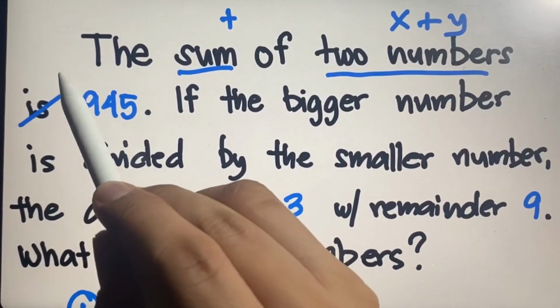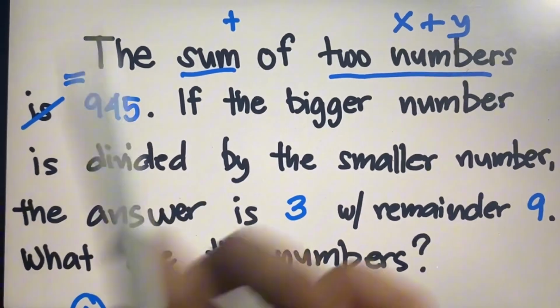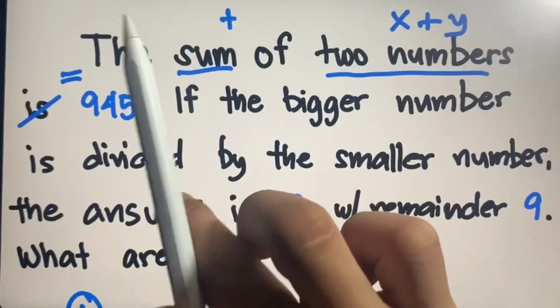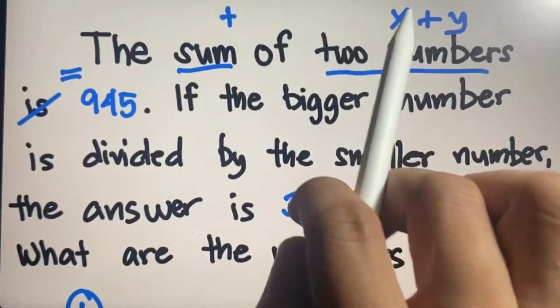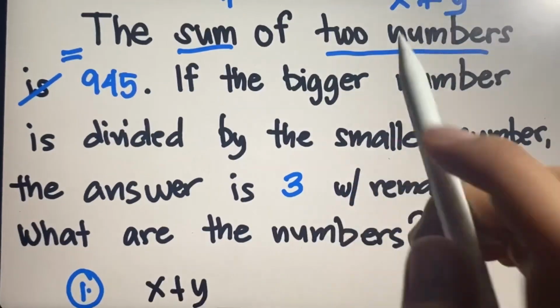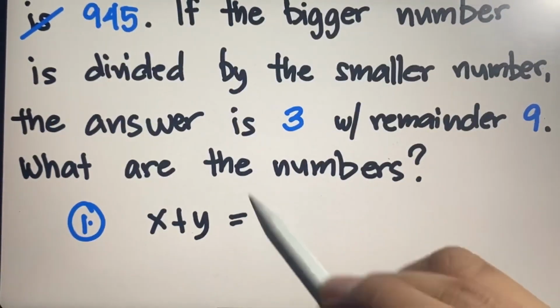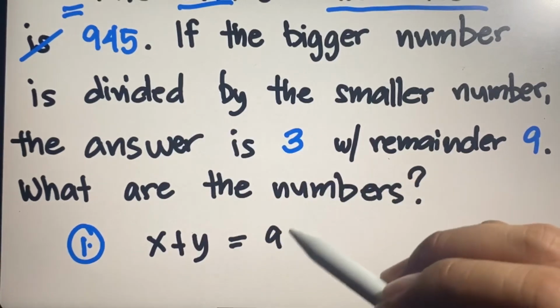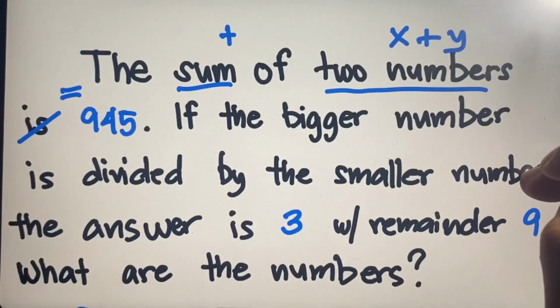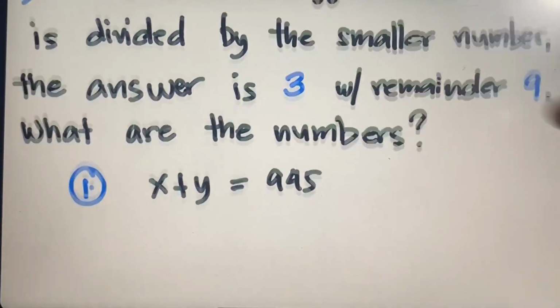The word "is" here is hinting us at the equal sign. So the equation would look like x plus y is equal to 945. So the first statement is easily converted into an equation. So how about equation 2?